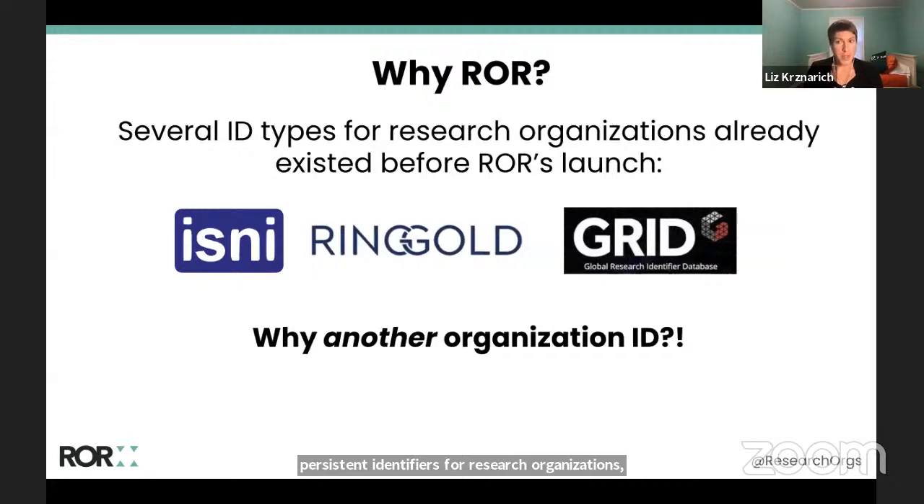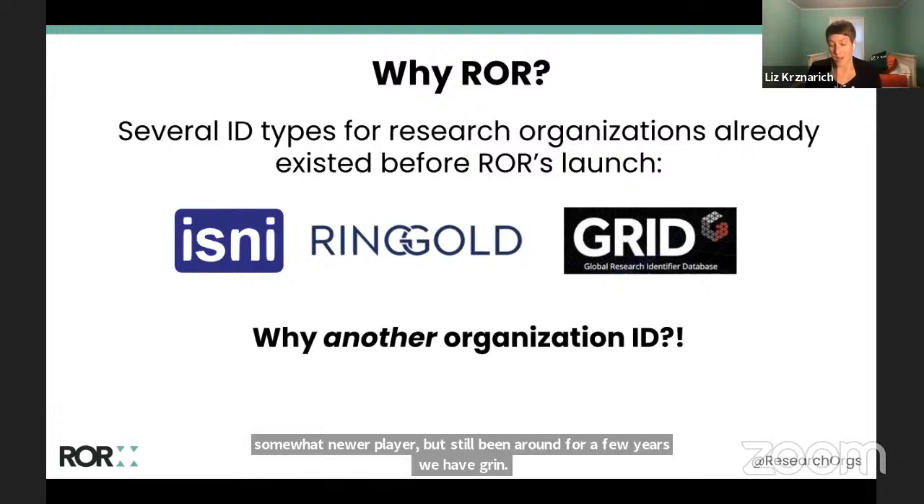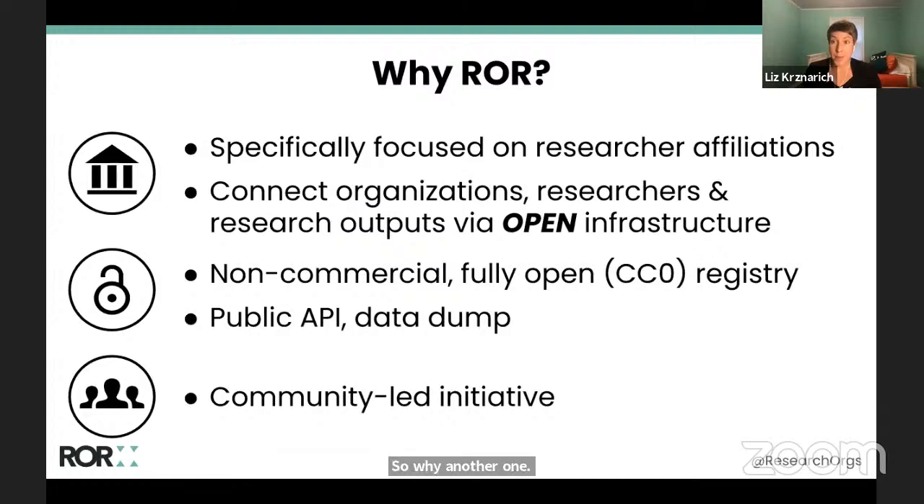So you might be wondering at this point, why ROR? Why now? We already have organization identifiers. ISNI has been around for quite some time. Ringgold is a somewhat newer player, but still been around for a few years. We have GRID. So why another one? So the gap that we're trying to fill, firstly, we're specifically focused on researcher affiliations, which means we don't do all the organizations in the whole world. We're just focused on research organizations.